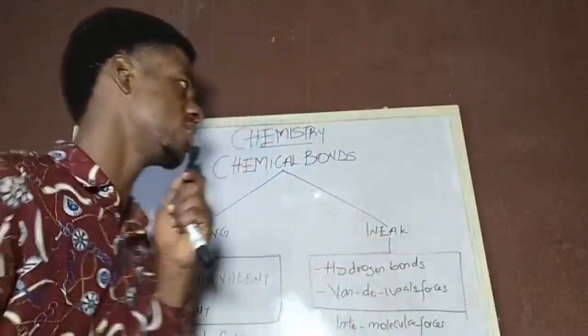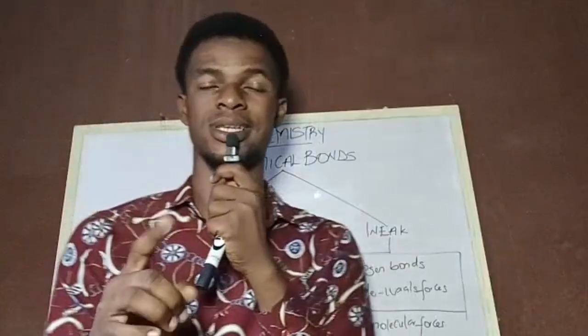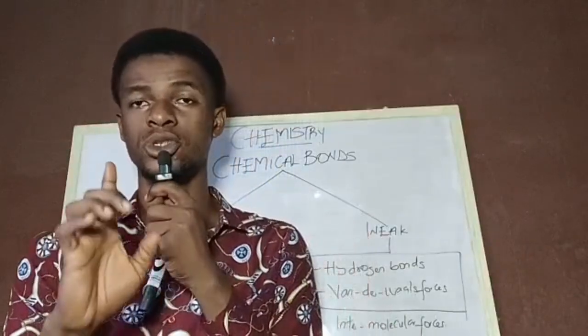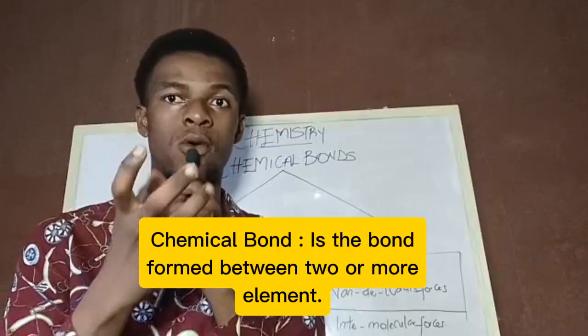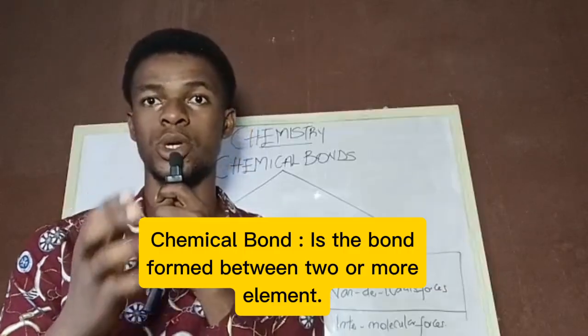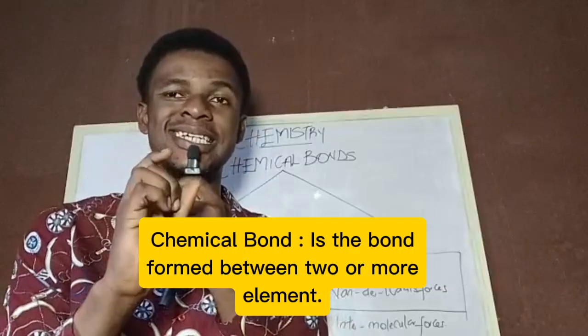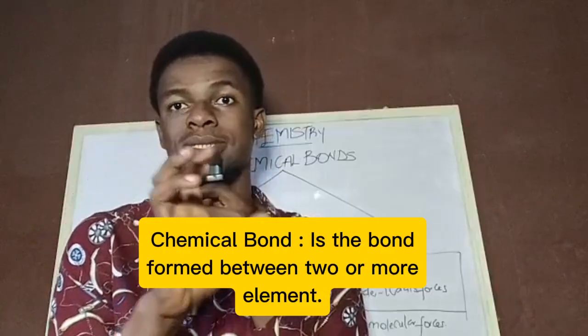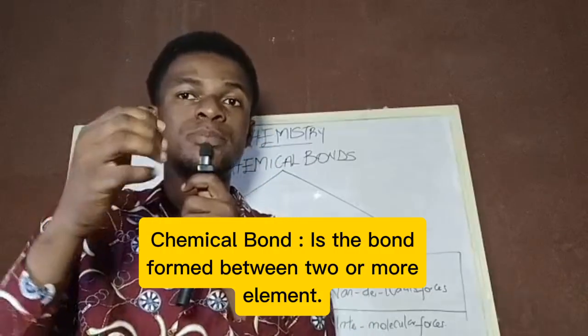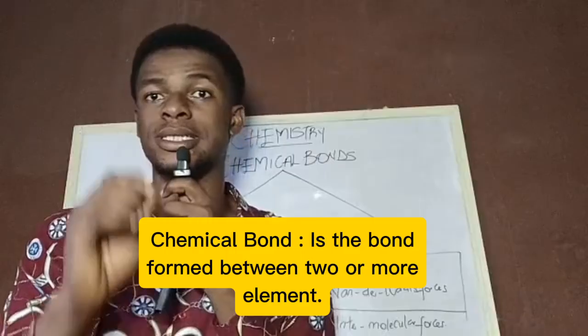Now, in today's video, we're looking at chemical bonds. Before saying anything, I want you to know that when a compound consisting of two or more elements is given to you, there is a bond between those elements. And it is this bond we're going to be talking about in today's video.